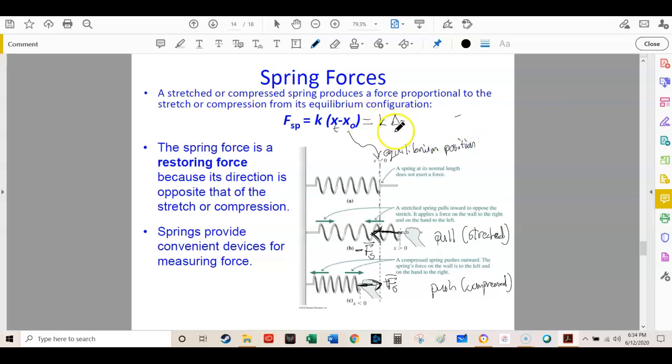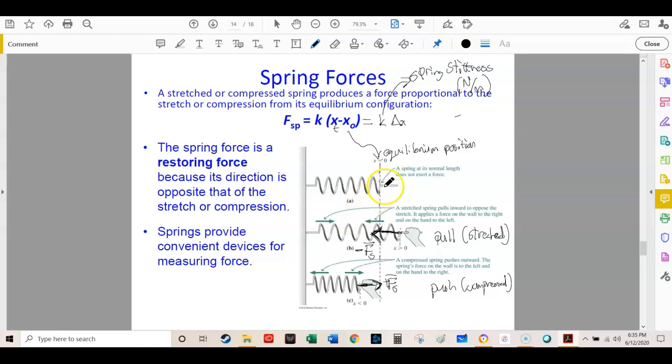So in a way, this is a position-based force, right? The spring constant is how stiff the spring is. So this is actually spring stiffness, and this is the spring constant. It's not like friction where it's a coefficient. It actually does have a value to it, and it's in Newtons per meter. Okay.